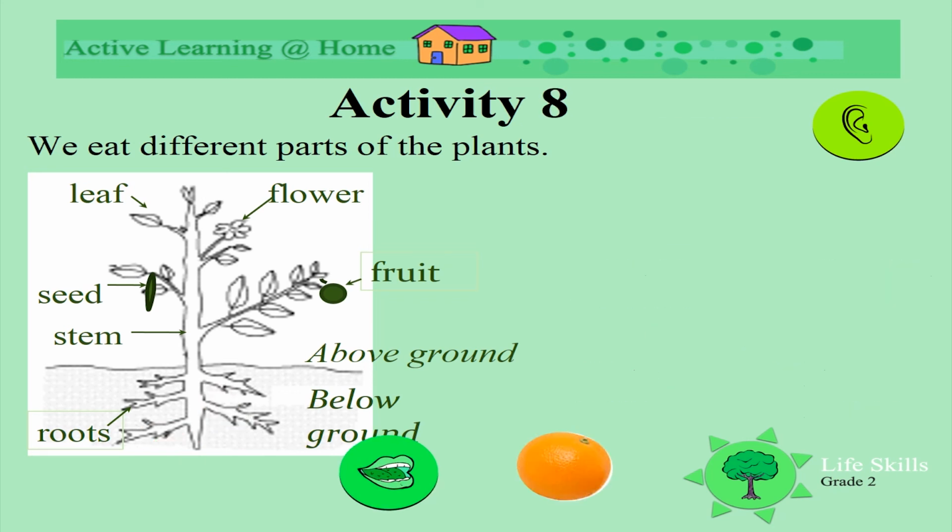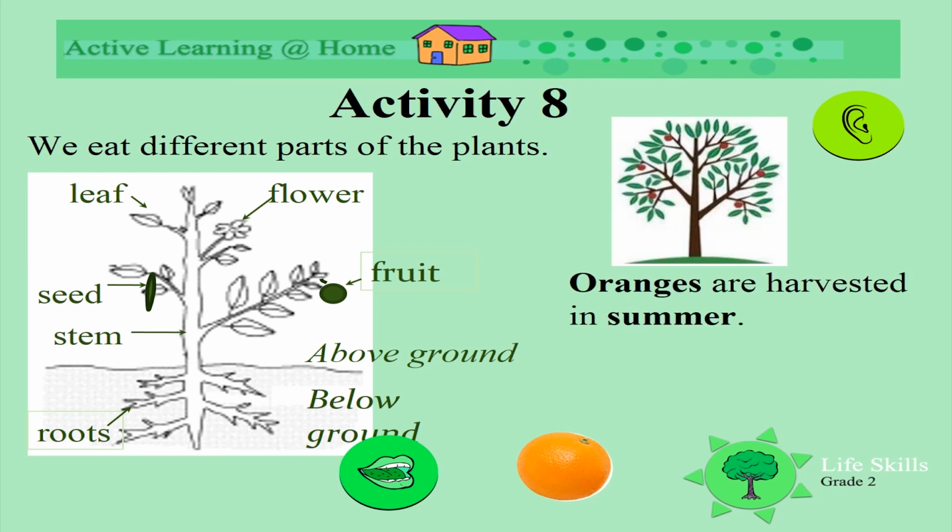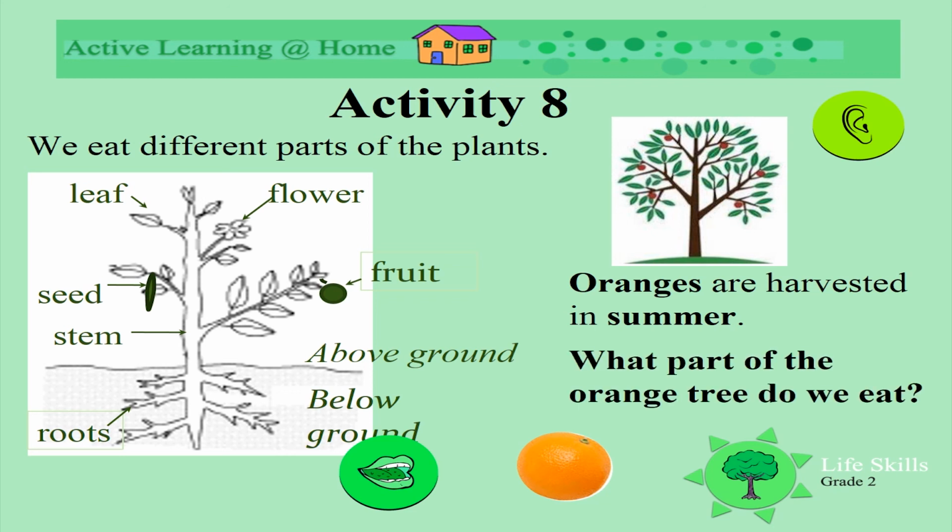More plants that are different. What about looking at an orange? Well, oranges are harvested in summer. They're a lovely summer fruit. What part of the plant of an orange tree do we eat? Is an orange a flower or a seed? No, the orange that we eat is the fruit.